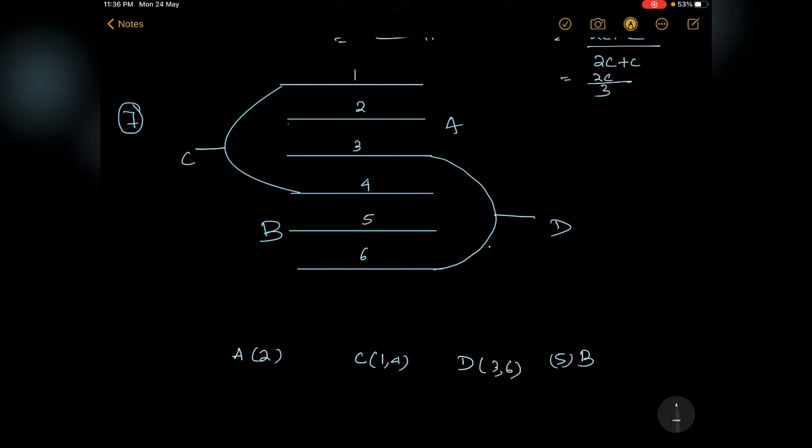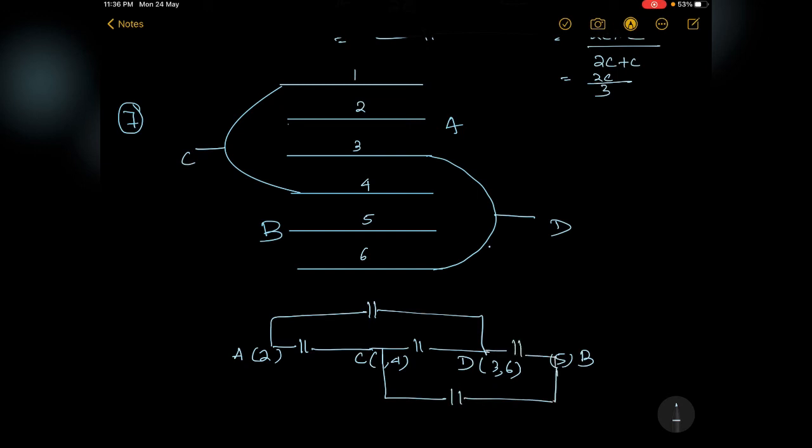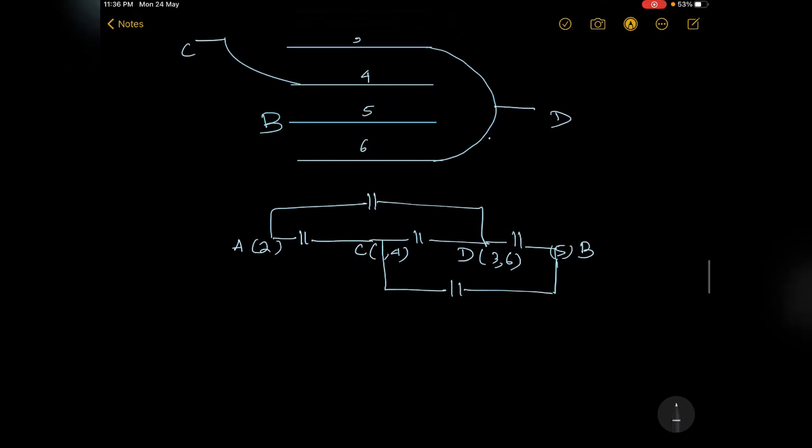Again, if I look here, there is a capacitor between 1 and 2. So let us draw a capacitor between 1 and 2. Again, between 2 and 3, again between 3 and 4, another between 4 and 5, and between 5 and 6. Okay. When we did the Wheatstone bridge concept, I got something like this. If we redraw this, what will I get?